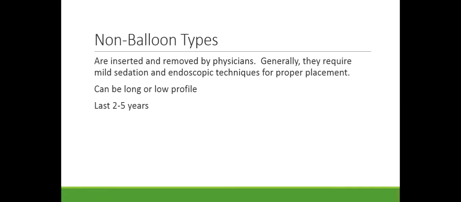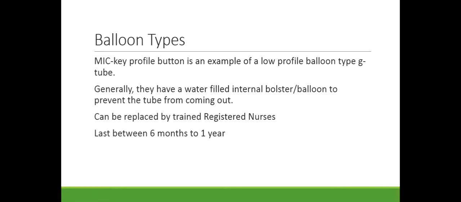Non-balloon types are generally inserted and removed by physicians, and they require mild sedation and endoscopic techniques to ensure proper placement. They can be long or low profile and last between 2 to 5 years. Balloon types. The Mickey Key profile button is a great example of a low-profile balloon type G-tube. Generally, they have a water-filled internal balloon to prevent the tube from coming out. They can be replaced by trained registered nurses and last 6 months to 1 year.